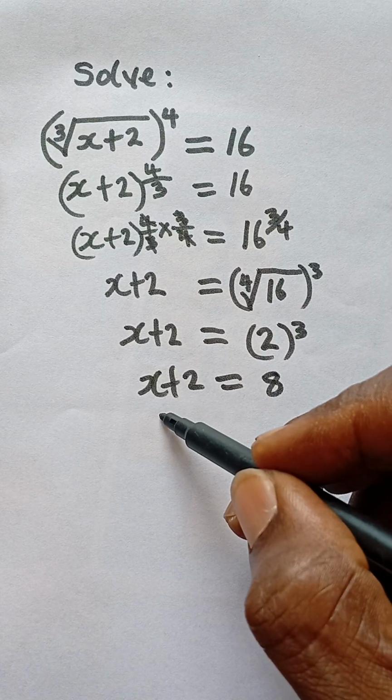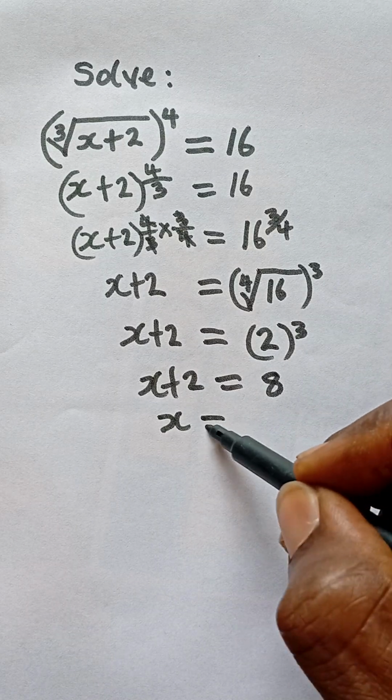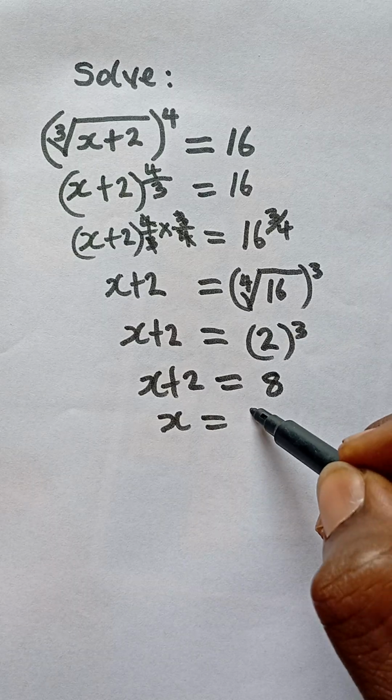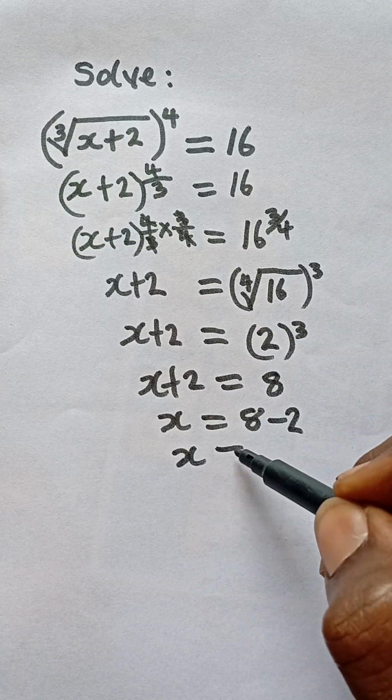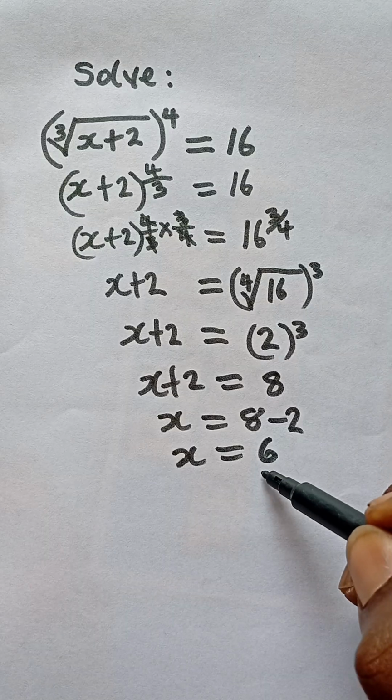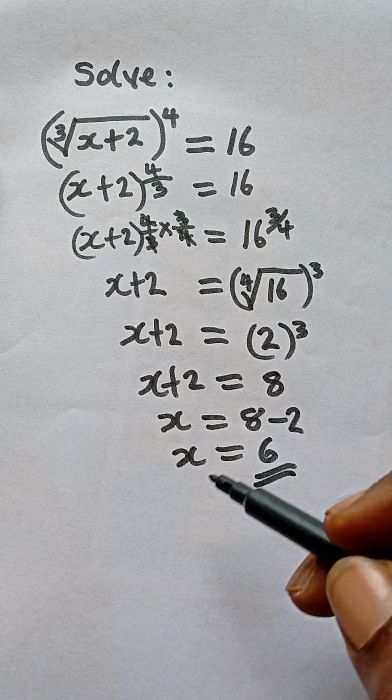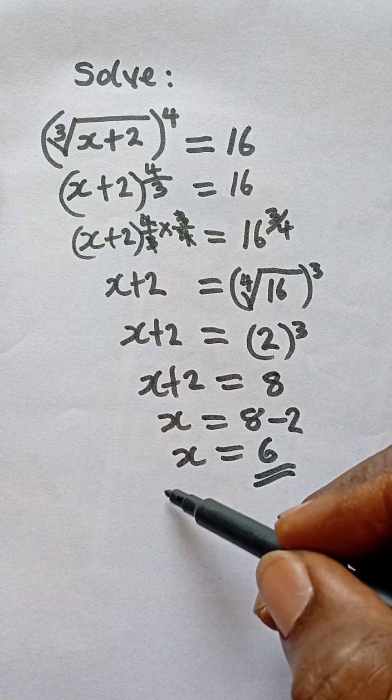So what we do next, we're going to say x is equal to, this 2 goes there, becomes 8 minus 2. So you are left with x equals 6. So that is the final answer.